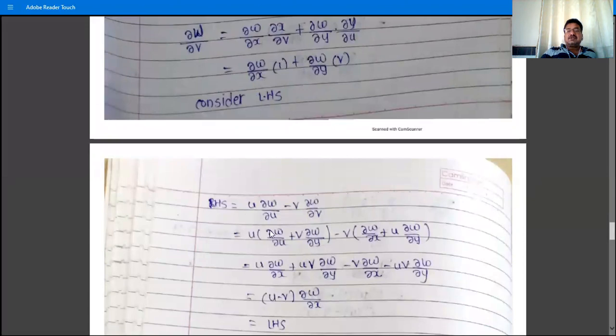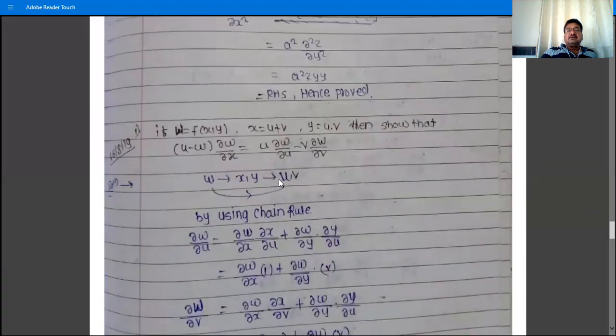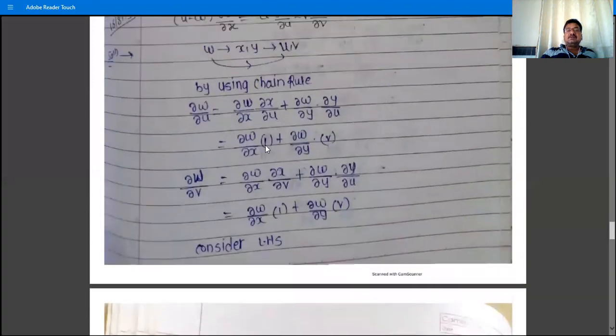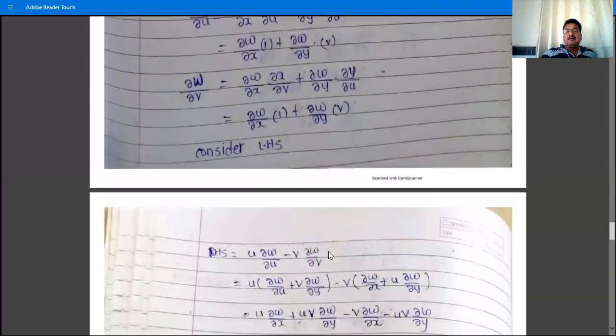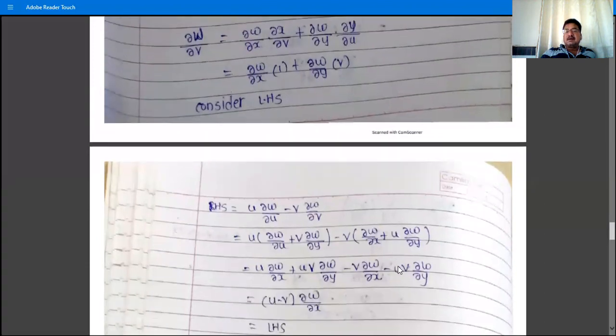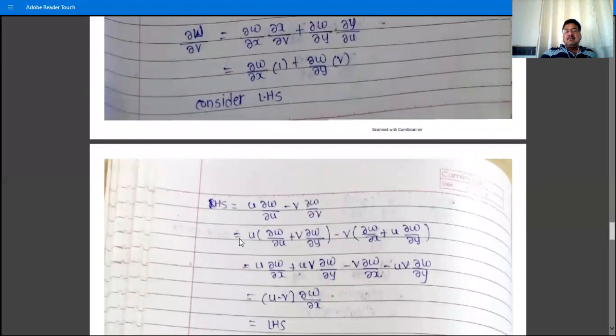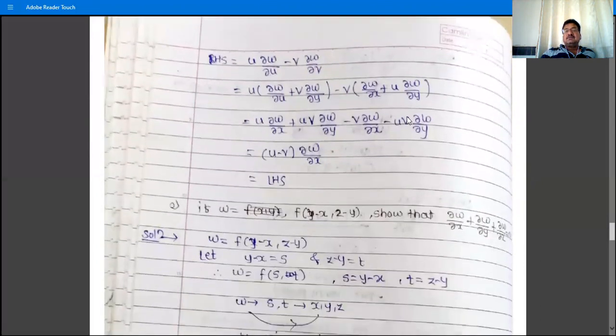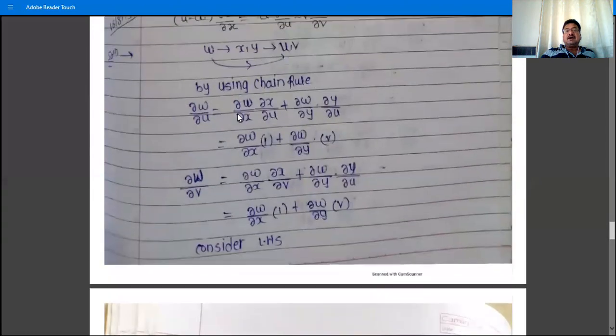Then consider the RHS and substitute the value of ∂w/∂u as this, and ∂w/∂v as this. Here write u. Okay, here is the correct answer, that u. Then multiply by u, multiply by v, we have this, and this becomes 0, and take ∂w/∂x as common, we have the LHS.